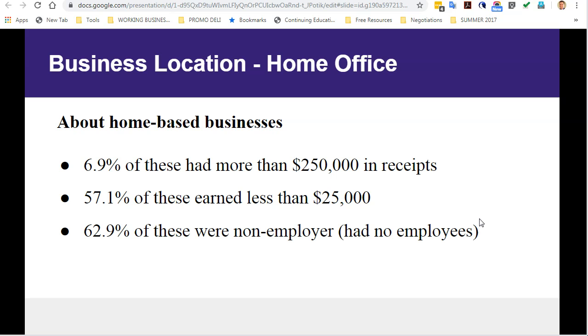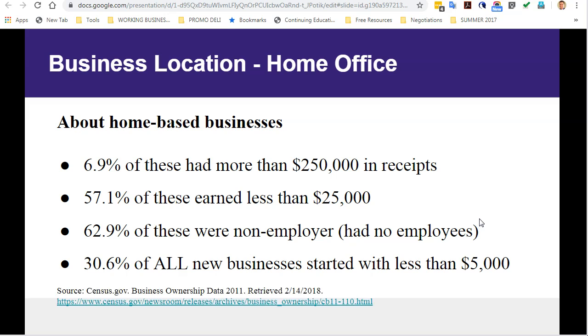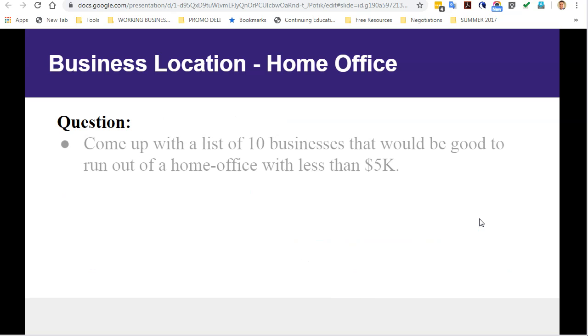About 2/3 of them, 63% of these, were non-employer businesses. So most home-based businesses don't have any employees other than the owner. Another interesting stat is that about 30% of them started with less than $5,000. So most home businesses can start with very little money.